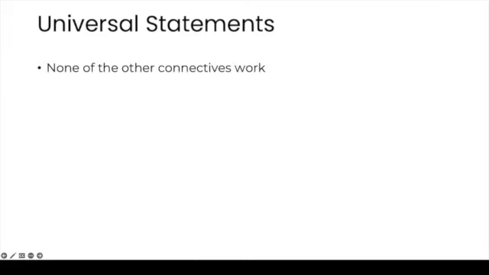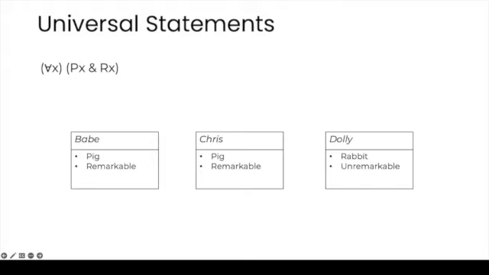Well, none of the other connectives work. If you had the ampersand instead of the horseshoe, you end up with something like "everything is a remarkable pig." And so suppose that you have the situation. Now we have three individuals. Babe, who is a pig and is remarkable. Chris, who is a pig and is remarkable. And Dolly, who is a rabbit and is unremarkable. In this situation, "every x, Px and Rx" is false. Why? Because Dolly is not a pig.